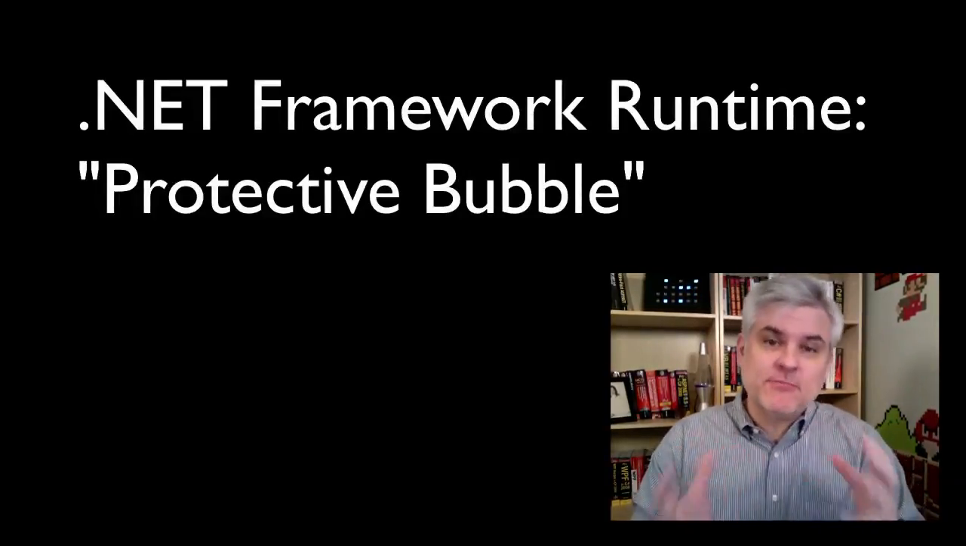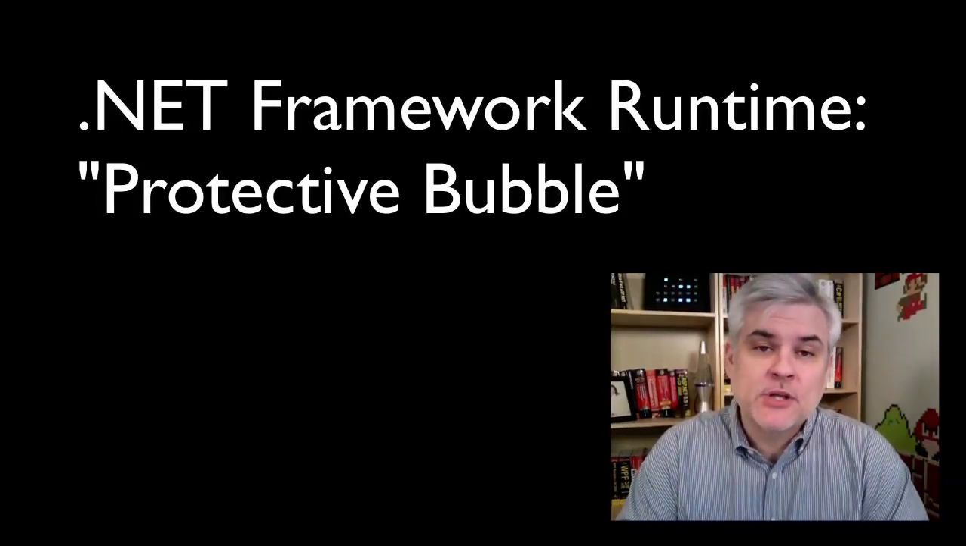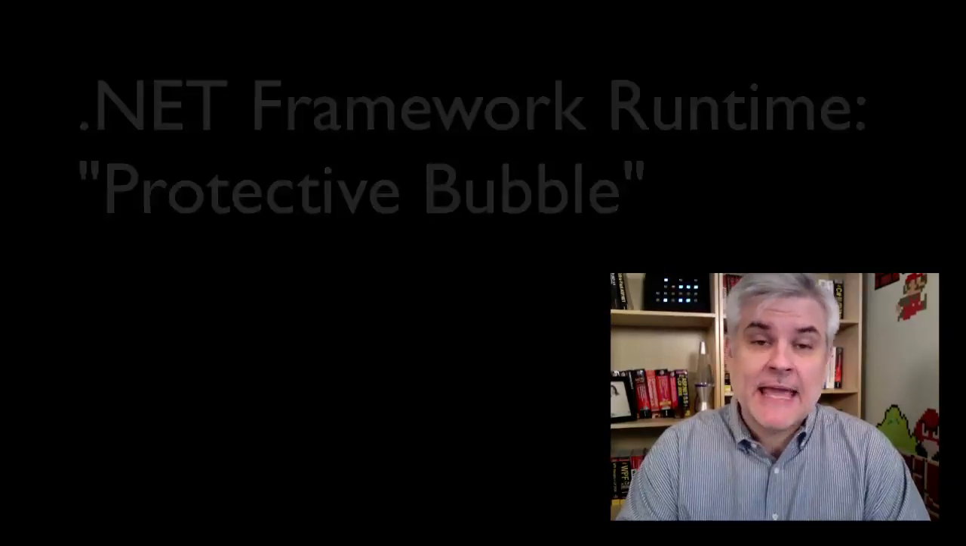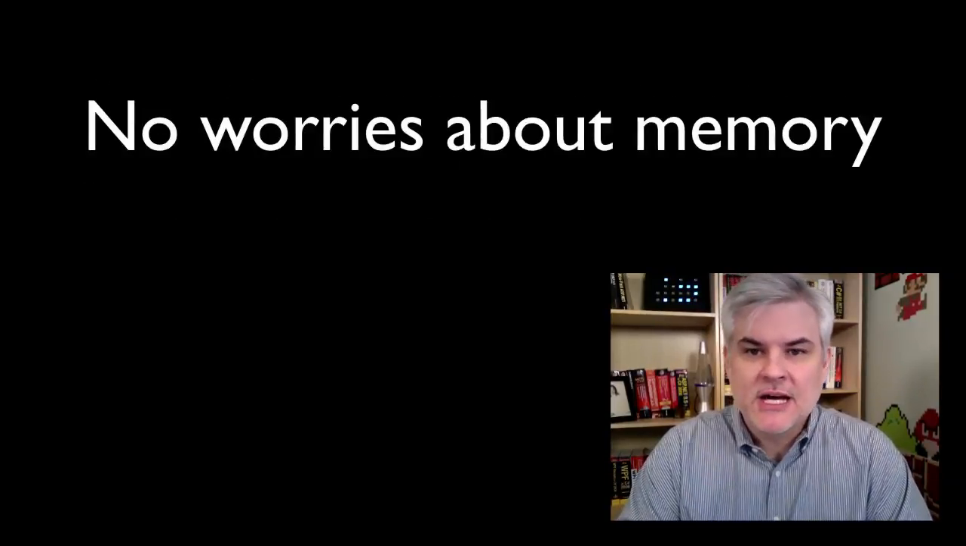Today we're going to start off with some more discussion of the .NET framework and how it executes your code and how it interacts with the code that you write. Now yesterday we said that the .NET framework runtime is a protective bubble that wraps around your application. It prevents you from worrying about things like allocating and deallocating memory for your variables, like we learned about yesterday.